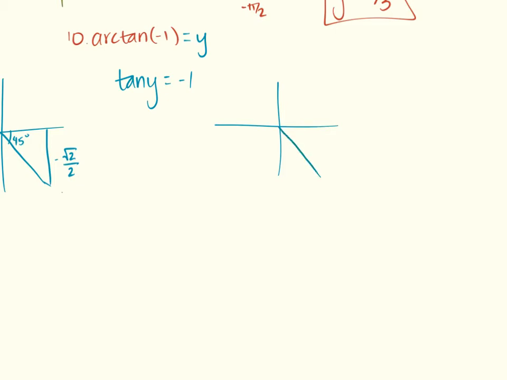So I'm going to draw my triangle in quadrant 4. And I want cosine and sine to be the same. That's only when we have a 45 degree reference angle. So y is negative pi over 4. And that's it.